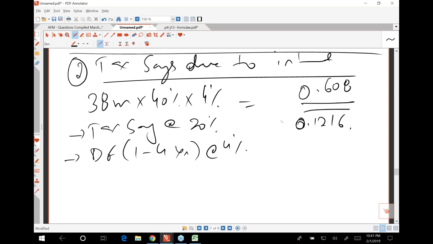Yes, you can do it. But the point is, I'm not calculating the net amount. I'm just saying the tax saving due to interest. I'm not considering the interest. Yes, recommended is KD.